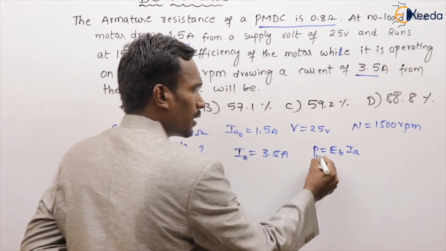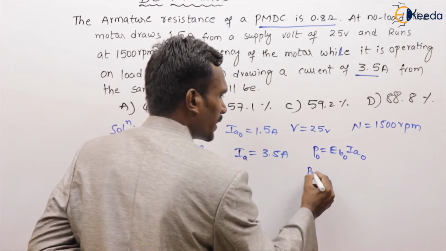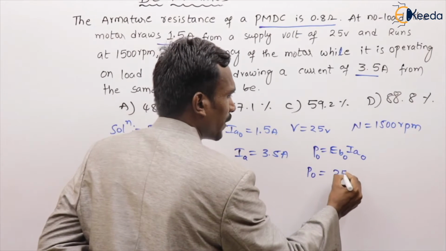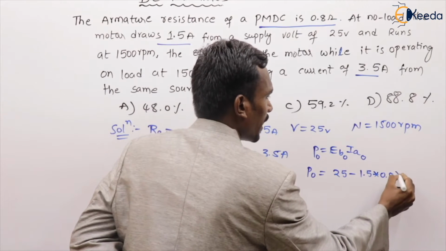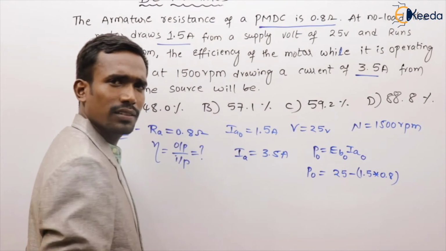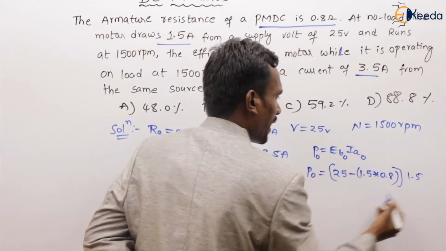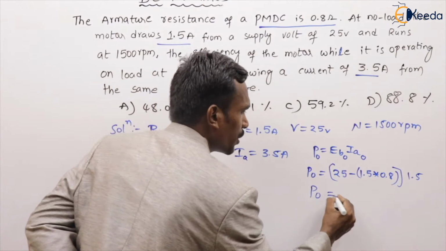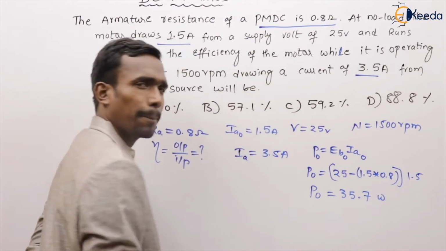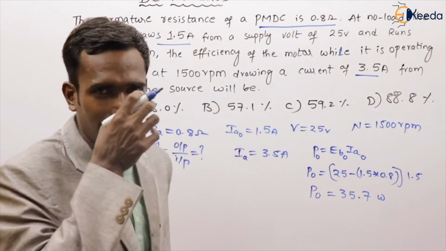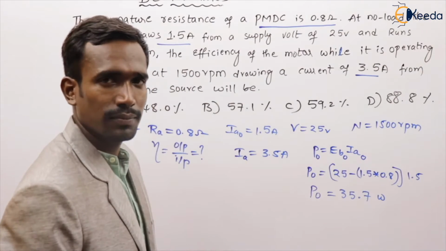At no load, we have to find its value first. At no load, EB is nothing but V minus IA into RA. Power is EB into IA, where IA is 1.5. If you calculate this, you can get 35.7 watts.